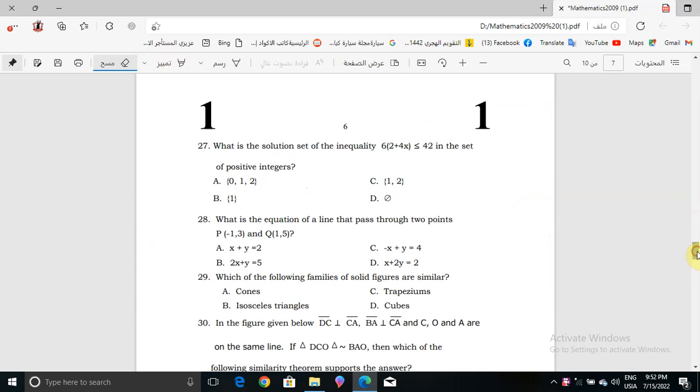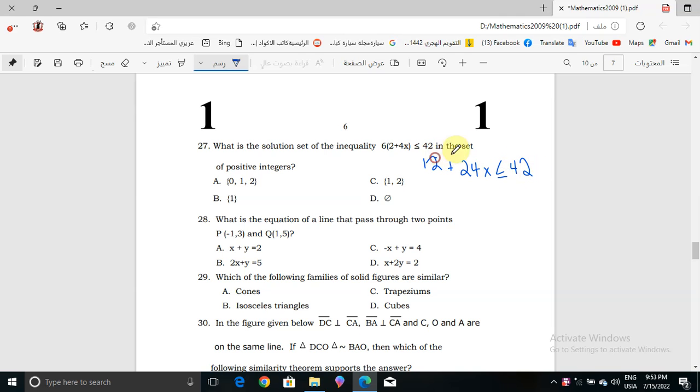Question number 27 says: what is the solution set of the inequality 6 times (2 + 4x) less than or equal to 42 in the set of positive integers. First of all, what we'll do here: 6 times 2 is equal to 12, and 6 times 4x is equal to positive 24x, less than or equal to 42.